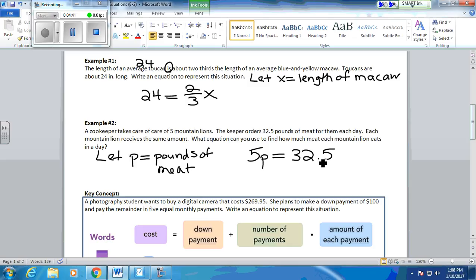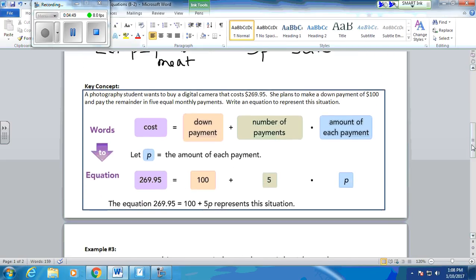We are going to be moving on to writing, again, 2-step equations with more information than just more than, product, and difference. So here they have a key concept for you to look back at. If you are having any difficulty with writing 2-step equations, this is a nice breakdown of how to write an equation. I want you to notice that they are writing it in words first, and then here's their let statement, and then they finally translate it to an equation.